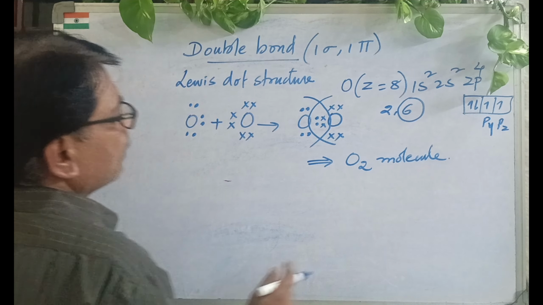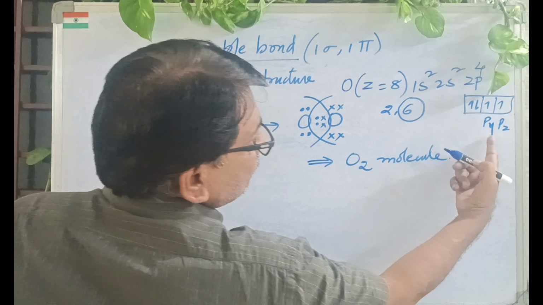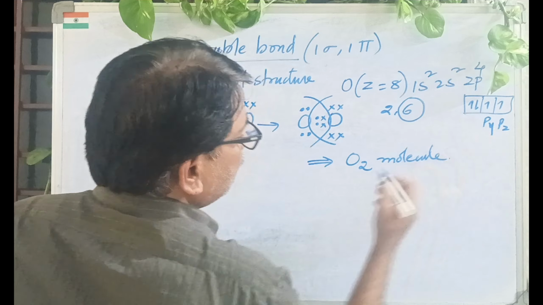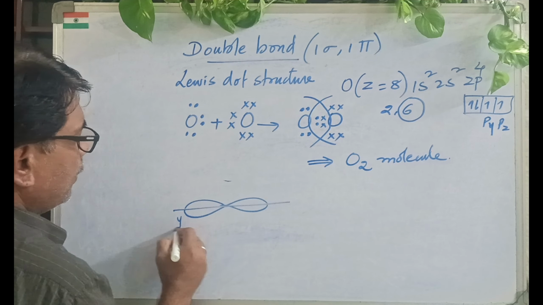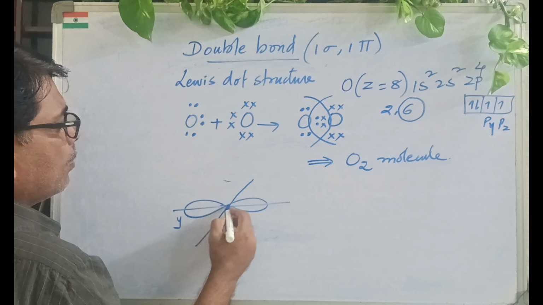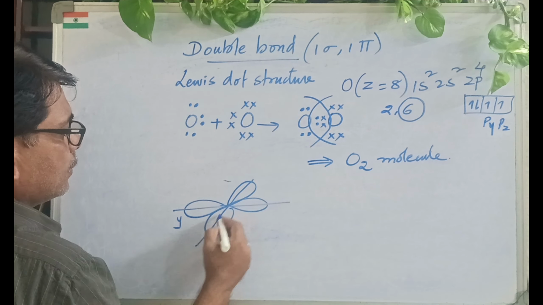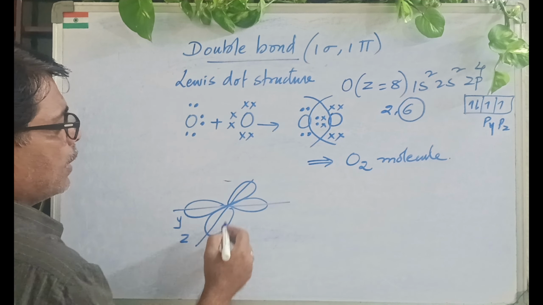Now we'll draw the diagram, right? This was py, just now I said end on end. So this will be py. One more, two double bond, isn't it? So one more is what? Z. So this will be the Z axis, along the Z axis, okay?